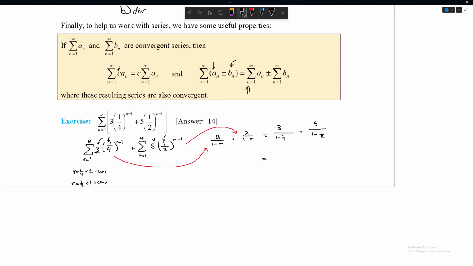Now plugging this into the calculator, we should get 14. 1 minus 1 over 4 is 3 over 4. So 3 divided by 3 over 4 gives us 4. Now we do the same thing for 5. 1 minus 1 over 2 is just 1 over 2, and 5 divided by 1 over 2 is 10. Plus 10. And this equals 14, which is the answer we have.